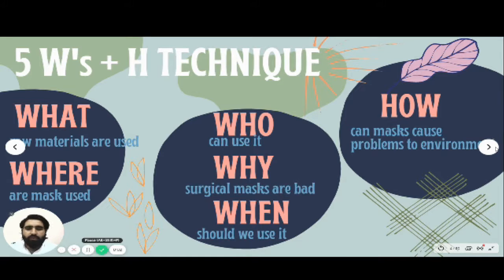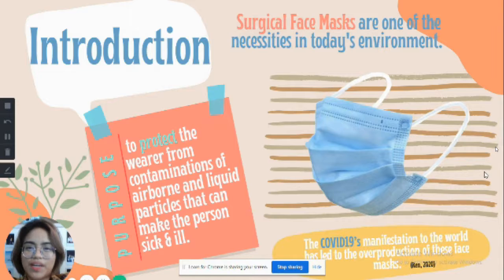The technique which we are going to use to understand the problem more easily is 5 Ws and 1 H. What raw materials are used in face masks, where masks are used, and who can use them. We will also be explaining why surgical masks are bad to use and when we should use them. Masks can be a challenging problem for the environment in the upcoming days, so we will be discussing how it is an environmental problem. Do you agree that surgical face masks are one of the necessities in today's environment?